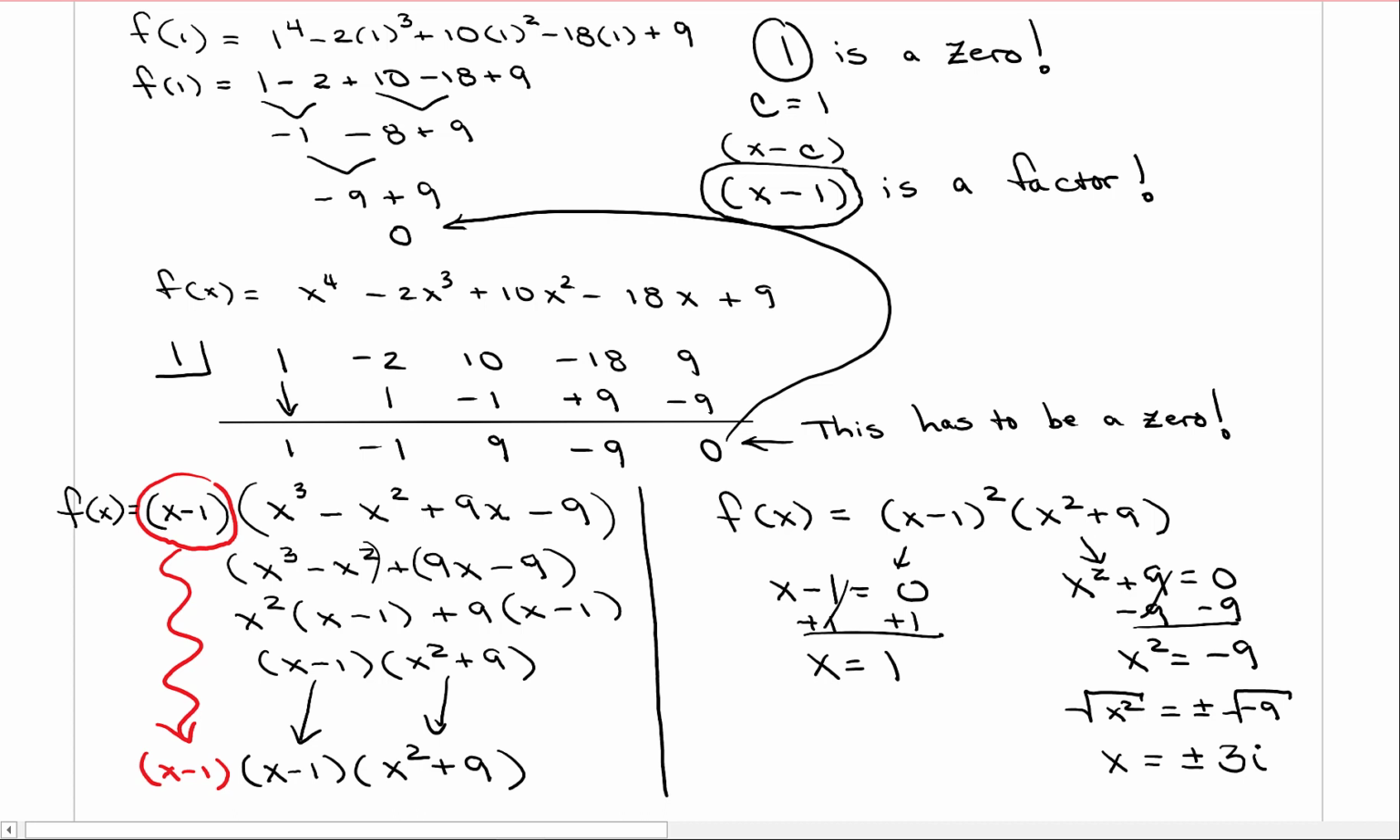That's an imaginary number. But the instructions said they only wanted real number solutions. I cannot have any imaginary numbers. So my only real solution for this problem is going to be, yes, you guessed it, x equals 1. Let's go ahead and box that in since that's our answer. Or we could also write it in the form of a solution set. Awesome.